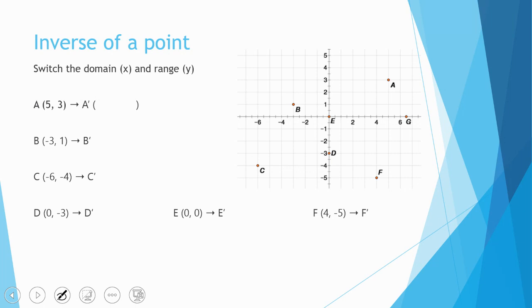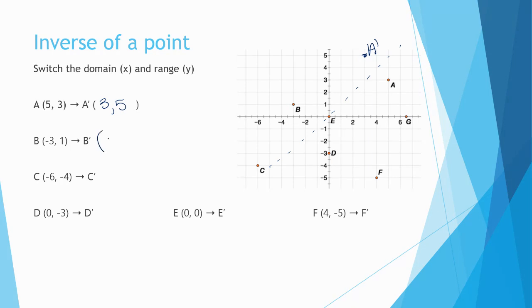Let's start with some points. For the inverse of a point, we're going to switch the domain and range. So the point A at (5, 3) becomes the point A prime at (3, 5). So it's over 3 and up 5, here it is. Notice that A prime is simply reflected across the y = x line from A.